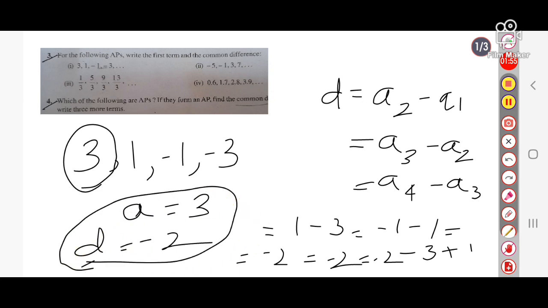So they have asked us to find the first term, we found that to be 3, and the common difference is -2. So this is the third question, first subdivision. Similarly, the second subdivision. The same process is to be carried out for all four subdivisions.